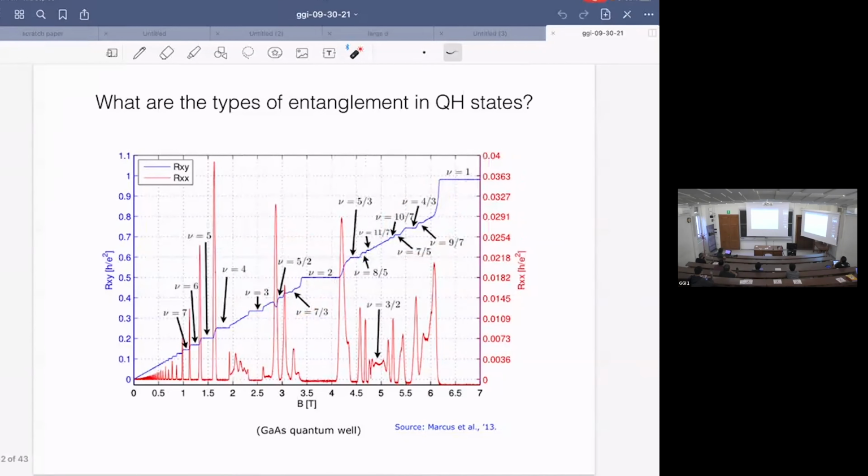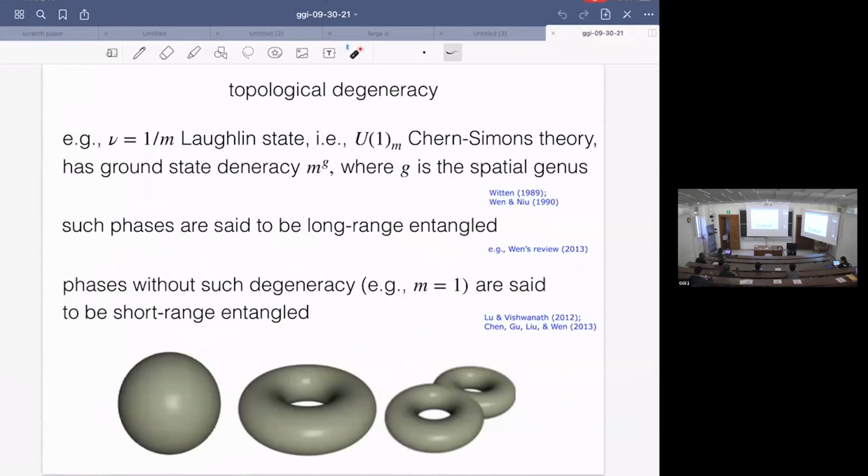So one of the defining characteristics of a topological phase in 2+1 dimensions is topological degeneracy. For example, if you take the nu equal 1 over m, where m is an integer, Laughlin state, or if you prefer U(1) level m Chern-Simons theory, its ground state manifold is degenerate. It has a degeneracy which is m to the g, where g is the genus of space. So such phases which have a non-trivial degeneracy, that is degeneracy bigger than 1, are said to be long-range entangled. That's one definition.